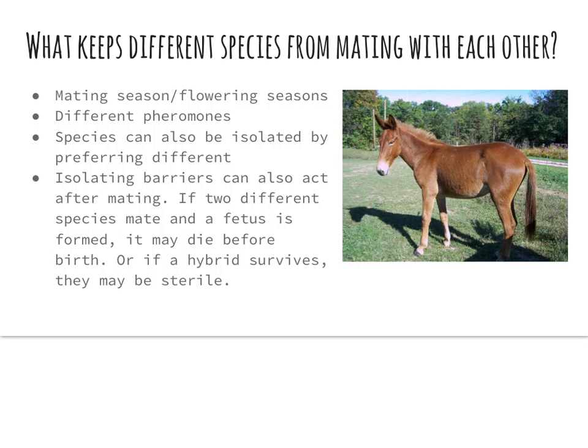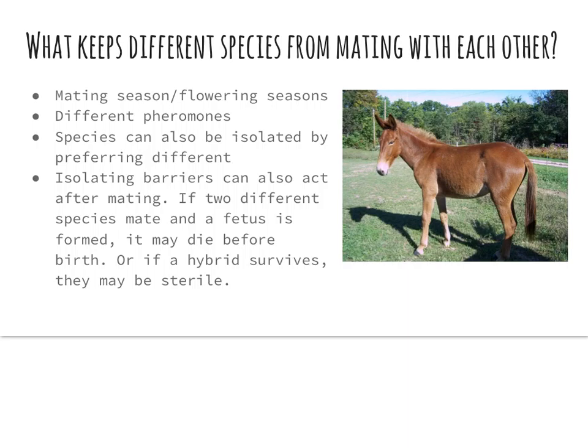So what keeps different species from mating with each other? Well, there are many different types of reproductive barriers. For example, species may not interbreed simply because their mating season or flowering seasons don't overlap. Also, many animal species have different pheromones and don't find each other sexually attractive. Species can also be isolated by preferring different habitats and simply don't encounter each other.